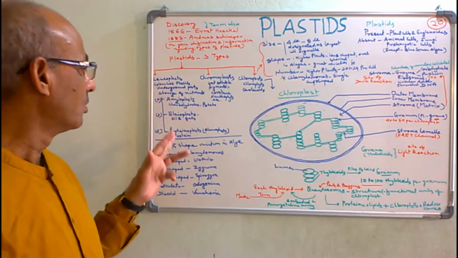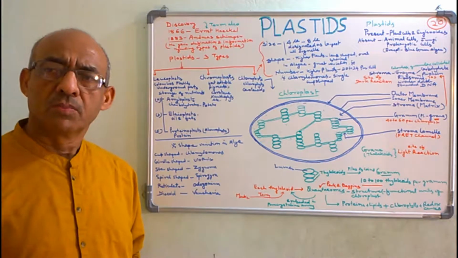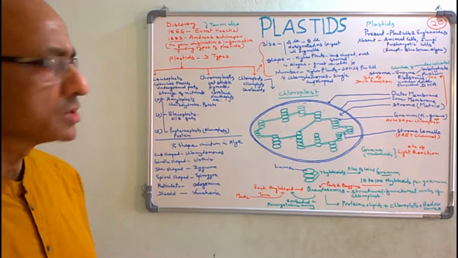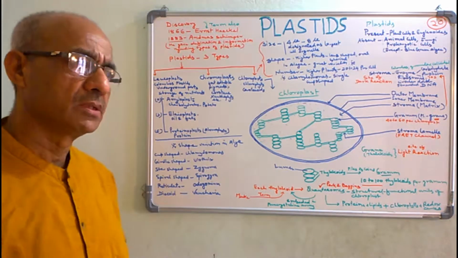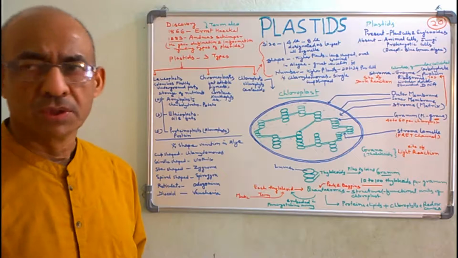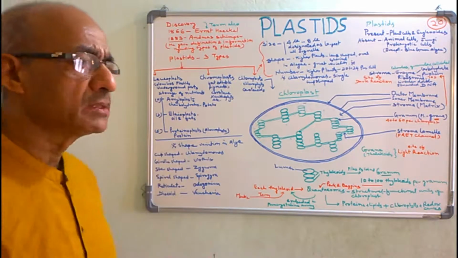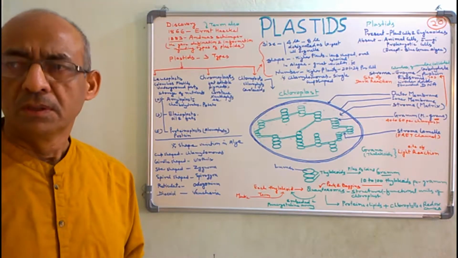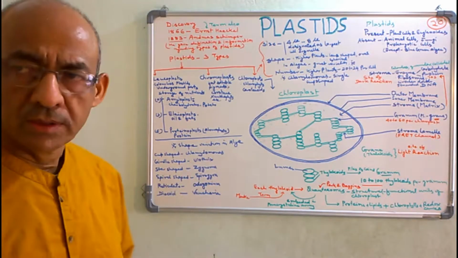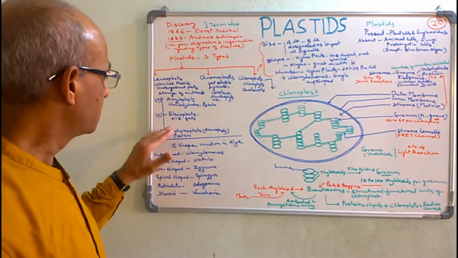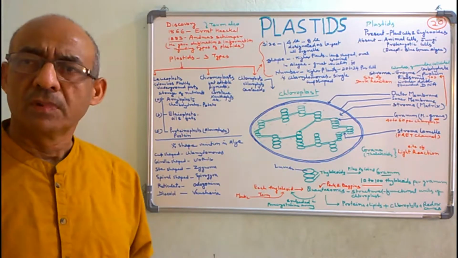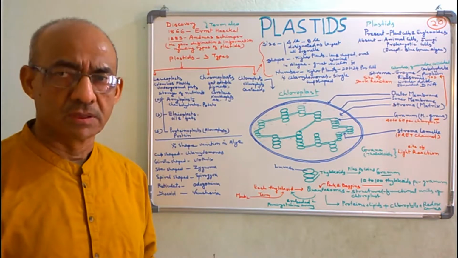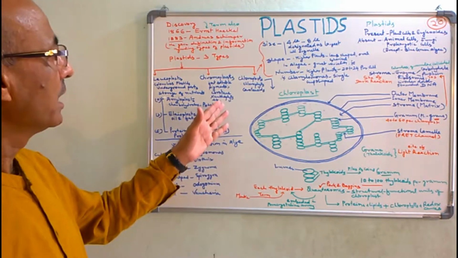Third type of leucoplast is proteoplast. Proteoplasts are those type of leucoplast which store proteins inside certain parts of the plant. These types of leucoplasts are also called Aleuroplasts.